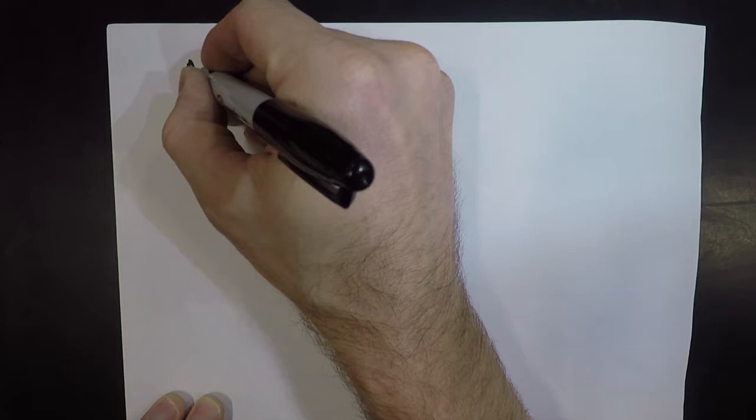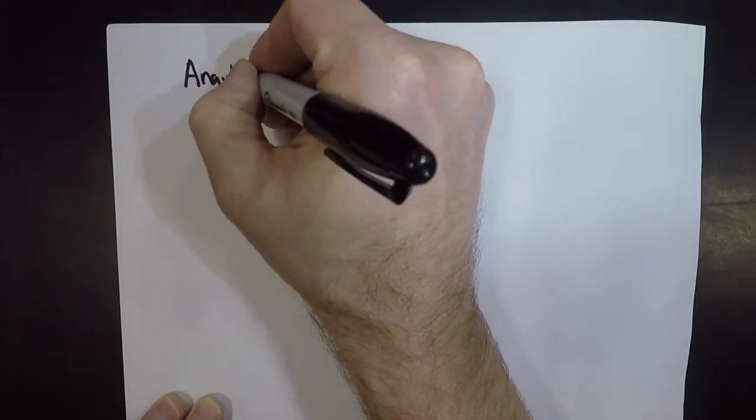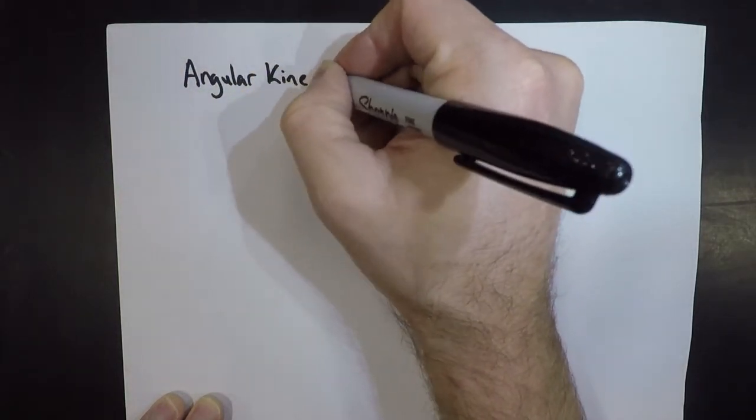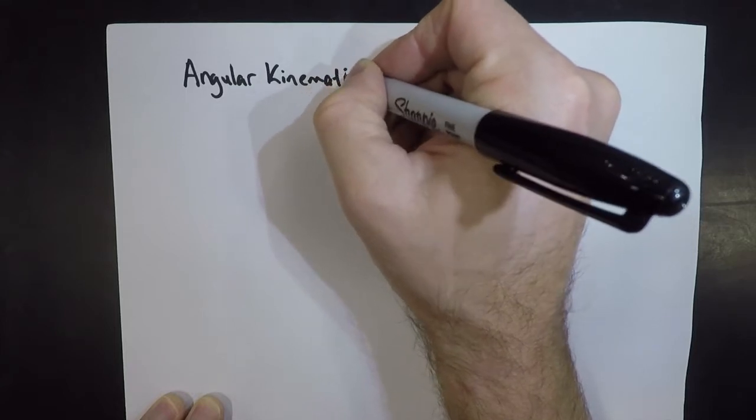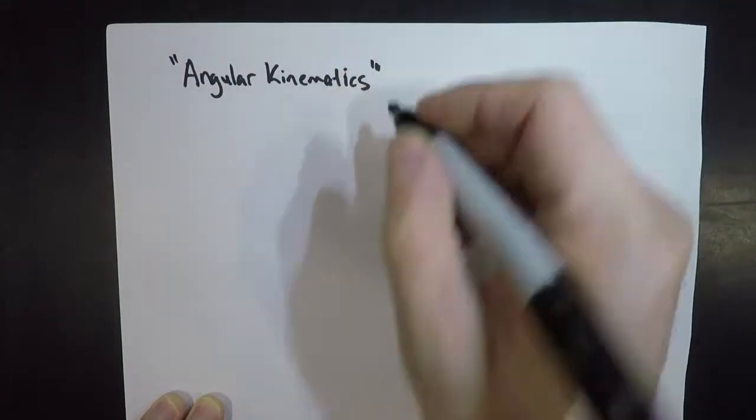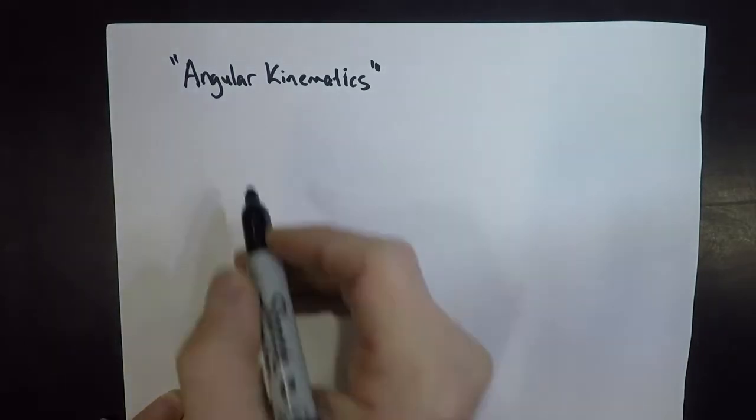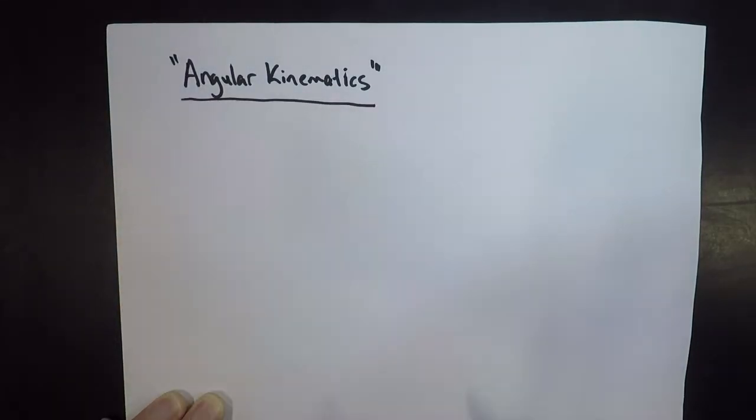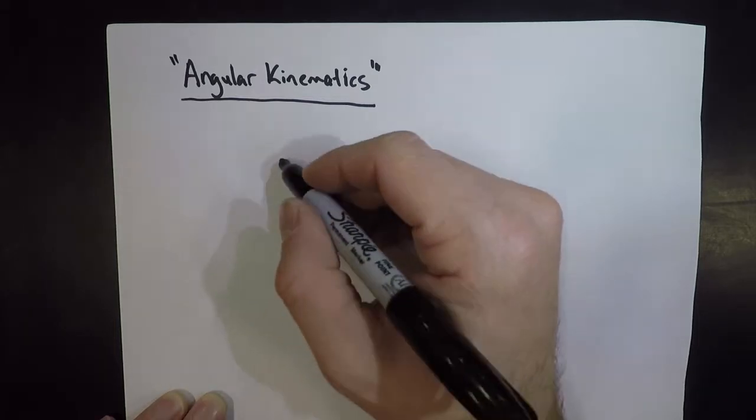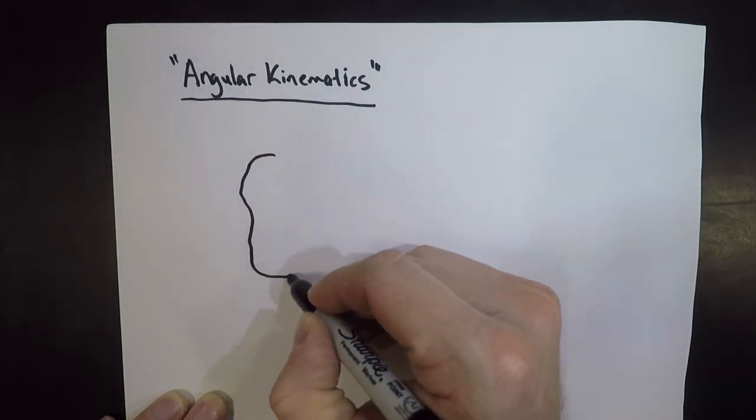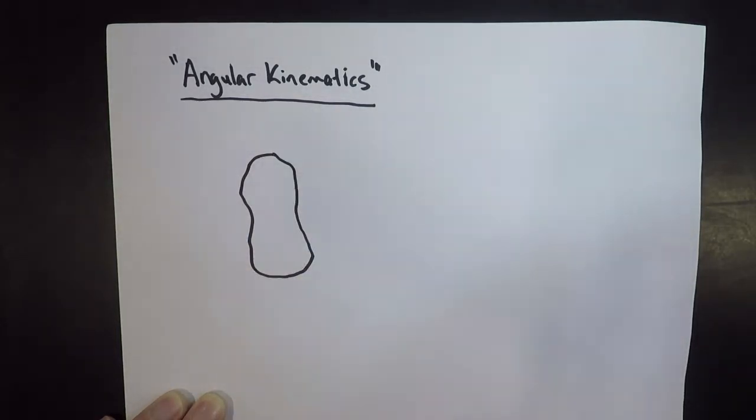So let's begin trying to lay out some basic ideas in angular kinematics. Angular means rotational because we are rotating through an angle, as we will see. So let's try to generalize. Let's imagine some sort of a rigid body, and it could be just about anything. I'll just draw this sort of nebulous shaped object, and we'll place it on a coordinate system.